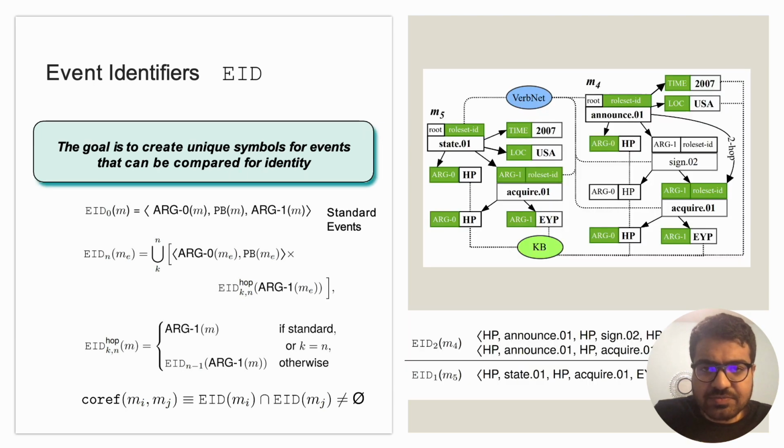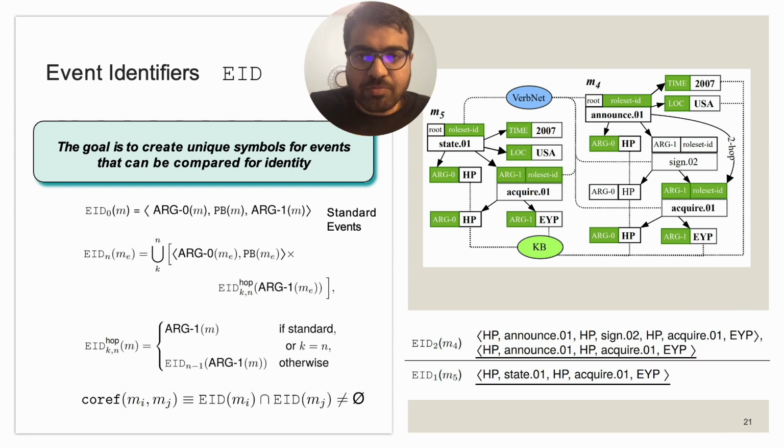To illustrate this with an example, consider two nested announcement events of the acquisition of EYP by HP. In M4, the announcement is connected to the acquirement through the signing of a document, of an agreement. Following the EID hop generation algorithm, we get two identifiers for M4 and a single identifier for M5, in which the two-hop identifier of M4 is exactly the same as the identifier of M5.